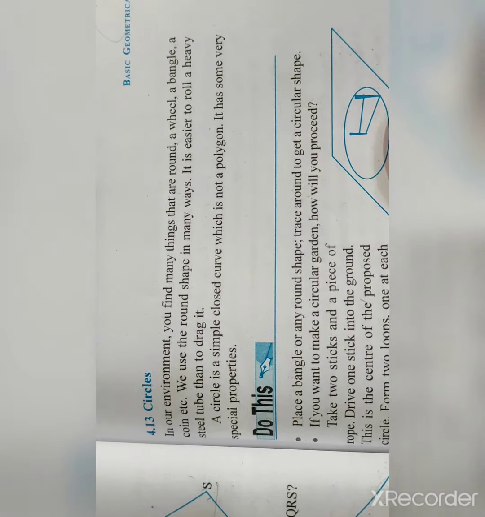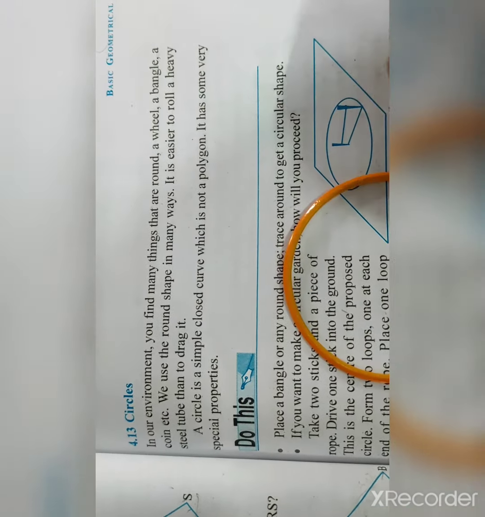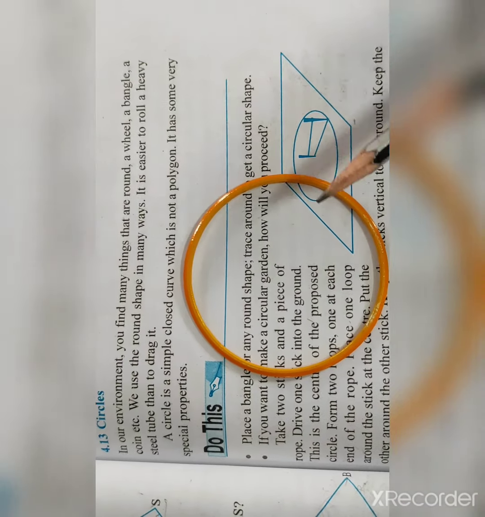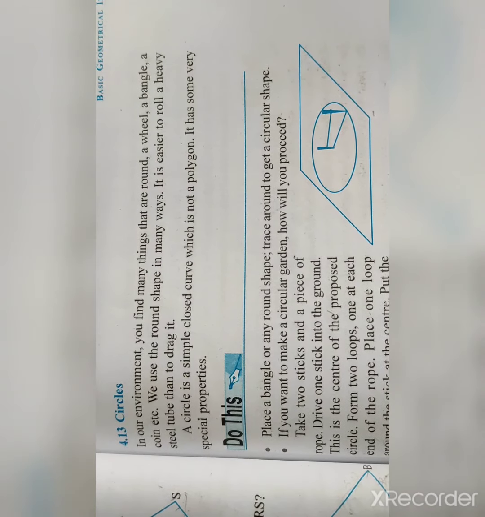Sixth standard students, let us start the next topic, circles. In our environment you find many things that are round. You can see a bangle, a wheel, a coin, etc. We use the round shape in many ways.